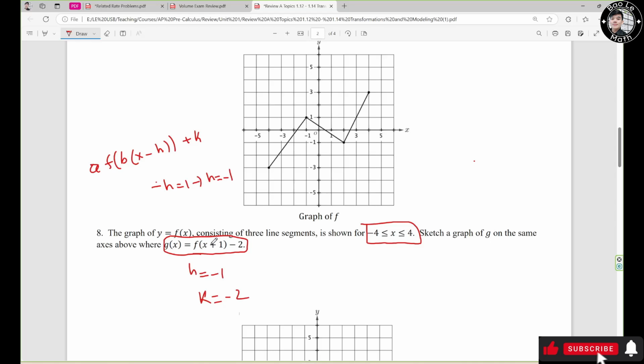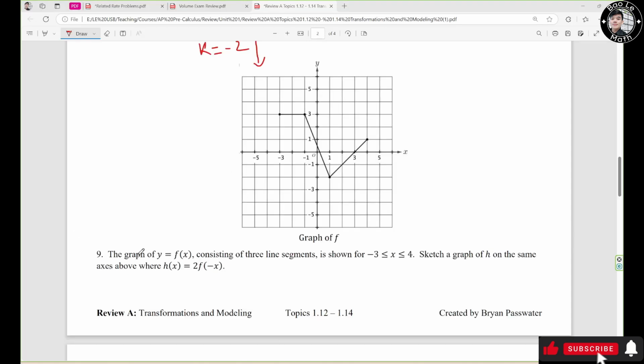So anything related to x is going to be opposite, so keep that in mind. Now h equals negative 1 is translated to the left 1 unit, right? And k equals negative 2 is going to be translated down 2 units, right? So you have a point right here, go to the left 1, go down 2. It's going to be right here. This point, left 1, down 2, is going to be right here. Left 1, down 2 is going to be right here. Now you just connect these points and you get the graph. Alright.